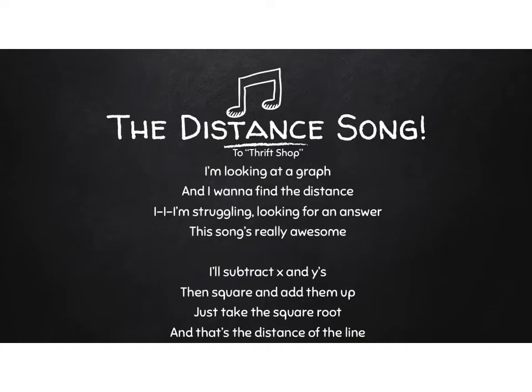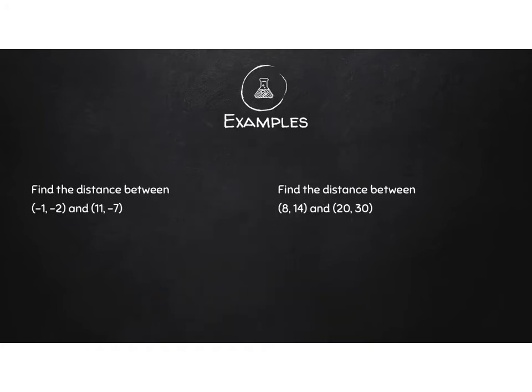And if you want a fun song or a rhyme to help you remember the distance formula, go ahead and use the distance song. You'll subtract the x's and the y's, then square them and add them up. Just take the square root, and that's the distance of the line. So let's now take a look at some examples.